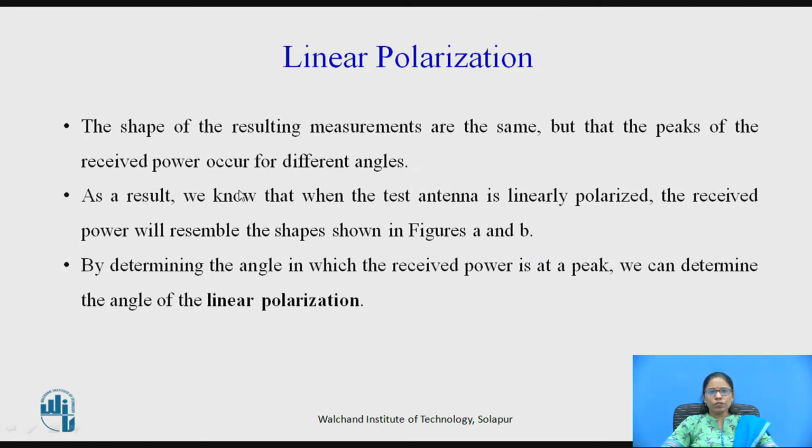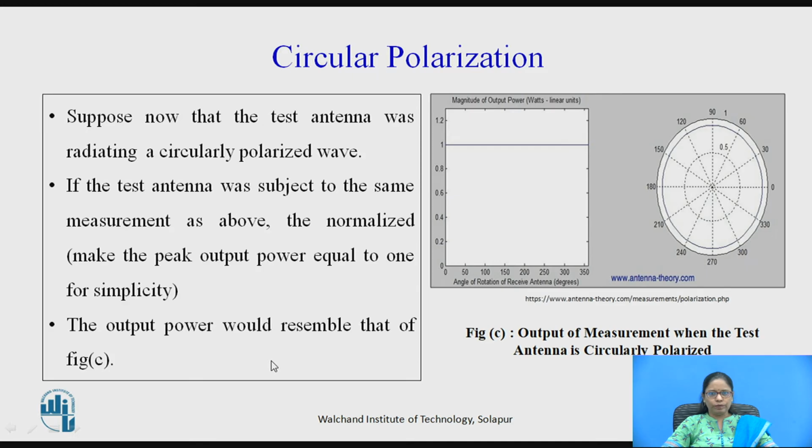For linear polarization, the shape of the resulting measurements is the same, but the peaks of the received power occur at different angles. So we know that when the test antenna is linearly polarized, the received power will resemble the shapes shown in figures A and B, and by determining the angle at which the received power is at its peak, we can determine the linear polarization.